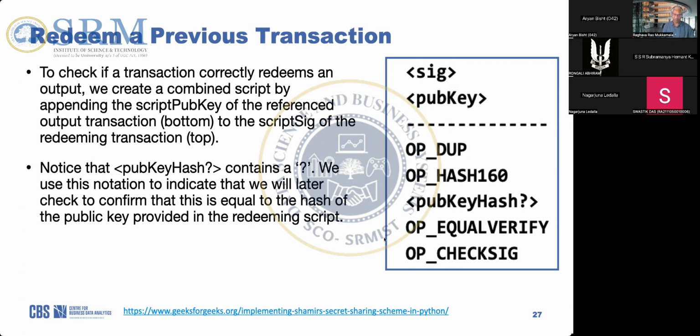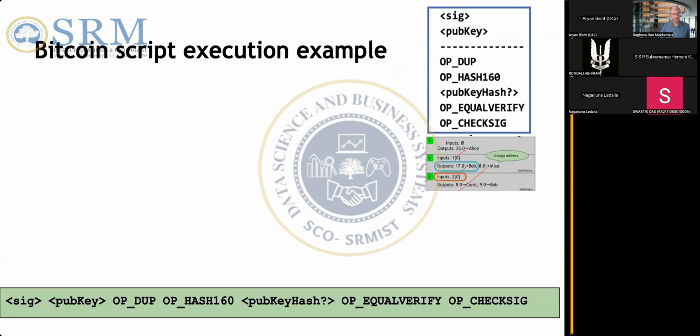This part of the script is generated when Alice transferred coins to Bob. So this is the script public key, or you can say this is the locking script. And the signature and public key, this is the unlocking script, which is generated and used when Bob is spending his coins. One more thing to remember is that the public key hash contains a hash, which indicates that we just want to verify whether the hash values are equal or not.